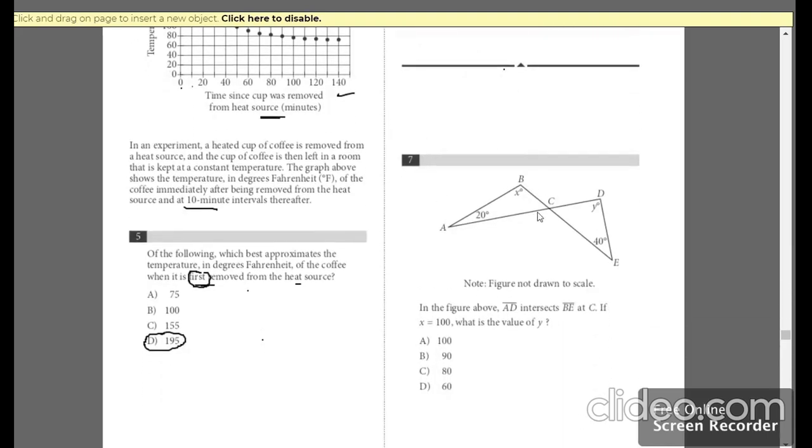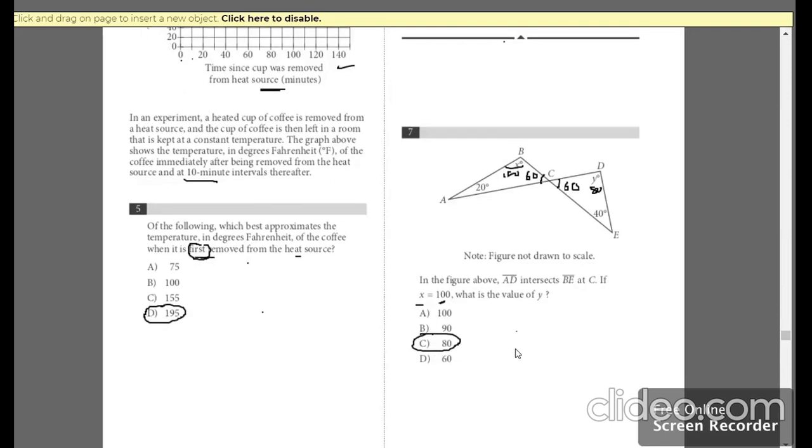Question number 7, if you look at it, it's a geometry question. Intersecting lines AD and BE intersect at this point, so vertically opposite angles will be equal, and x is also given to us as 100. And as we know the angle sum property of a triangle, if you look at it, ABC is 120, so this is 60. This is also going to be 60 because of the vertically opposite angle. What is angle Y? Again, angle sum property. With that also we can work it out. So 60 plus 40 is 100, and 180 minus 100 is nothing but 80. So option C, bingo, that's our answer.